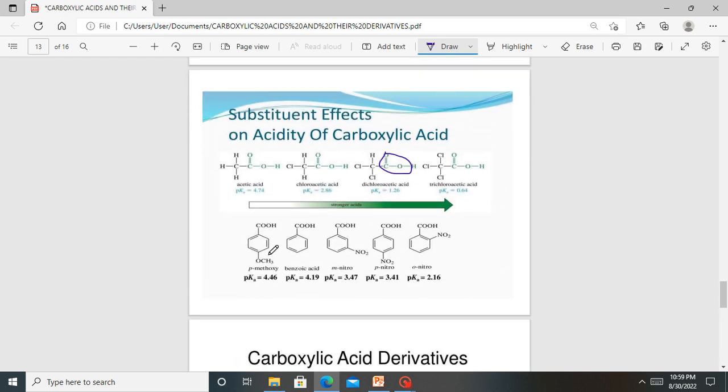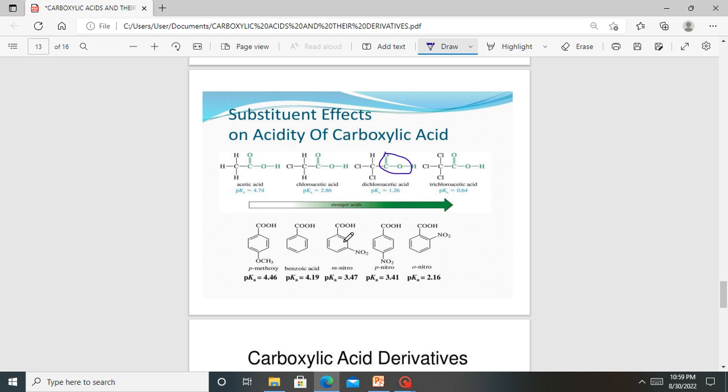Let's look at these aromatic compounds here. So here we have a benzene ring with carboxylic acid. Now, methoxy group is an electron donating group. They give electron to a system, therefore they will strengthen the bond between this oxygen and this hydrogen, therefore making it less acidic. So this one is less acidic as compared to this.